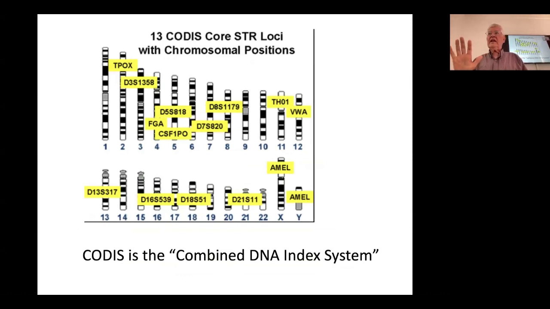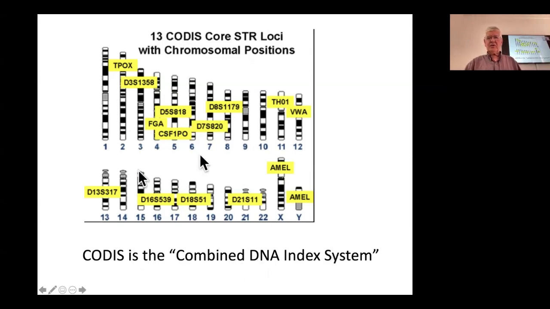So for forensic cases, they've come to an international agreement on which ones they're going to look at to identify the DNA of criminals or suspects. This is the 13 short tandem repeats used by CODIS. And CODIS is the FBI's Combined DNA Index System.